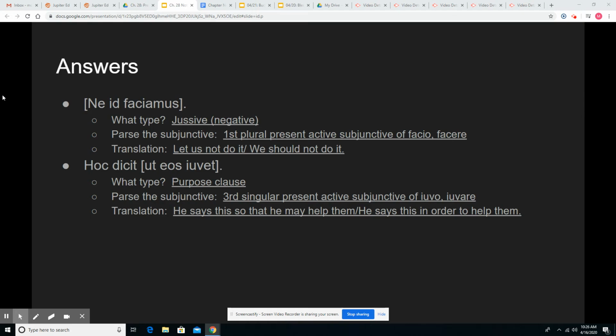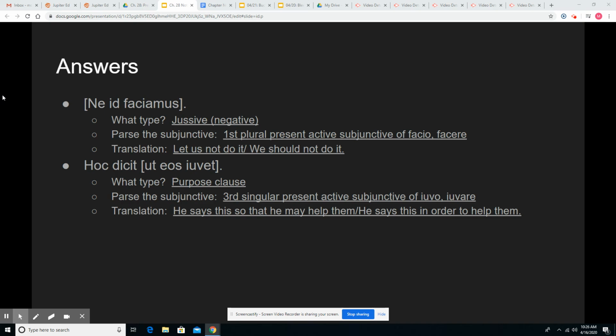Purpose clause. Again, I'm bracketing our purpose clause here with "ut eos iuvet." I'm going to parse our subjunctive, which is "iuvet," third singular present active subjunctive of "iuvo, iuvare," meaning to help. So altogether, our main sentence here, our indicative verb "hoc dicit," he says this, or he says this thing. "Ut," so that. "Iuvet," he may help. "Eos," them. He says this so that he may help them.